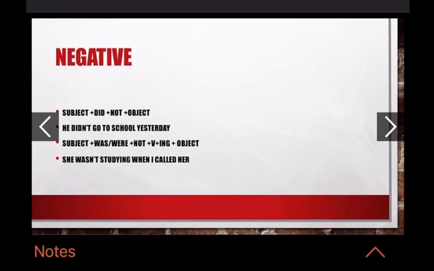The negative form: subject plus did plus not plus object. Now it is obvious that you can't use the subject to negate a sentence, so you have to add an auxiliary or helping verb, which is the verb to do, but in the past simple it becomes did. So subject plus did plus not plus the object. He didn't go to school yesterday.